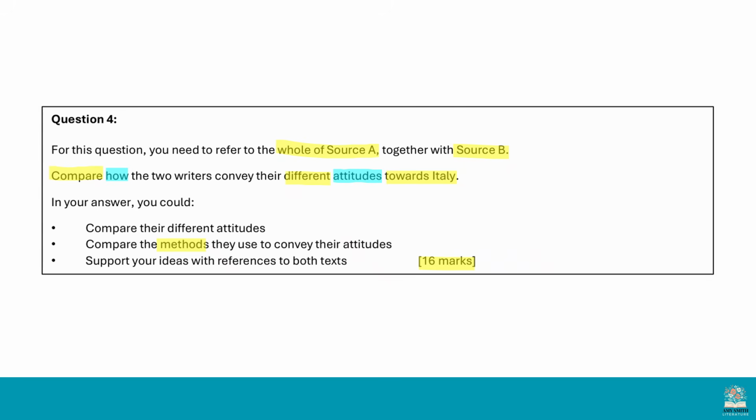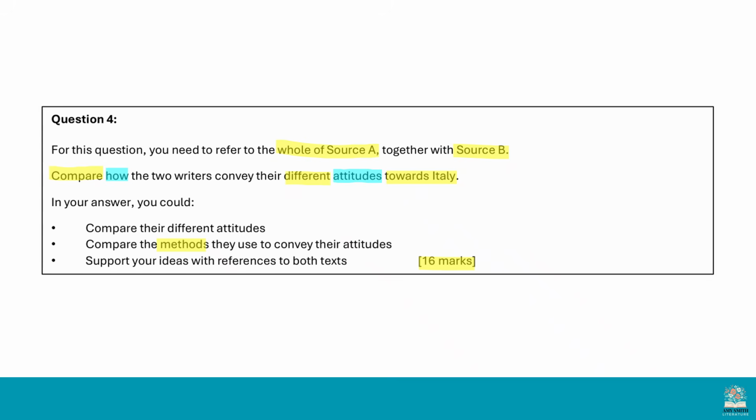So it says compare how the two writers convey their different attitudes towards Italy. So we're looking for differences, we're looking for attitudes, and then the topic of the question is about what they think about the country of Italy. When we talk about attitudes, we're thinking about someone's opinion towards something.